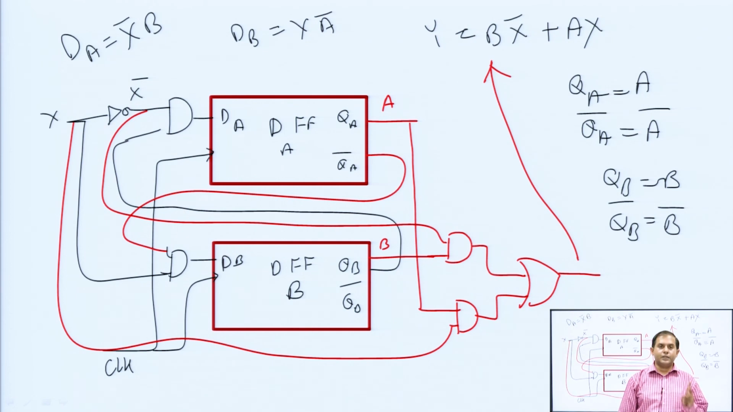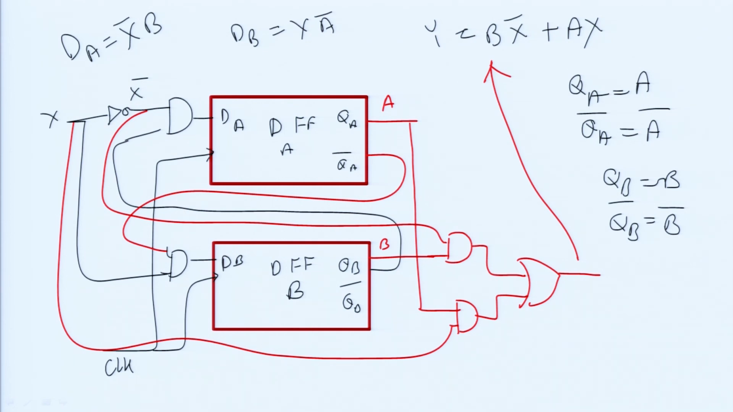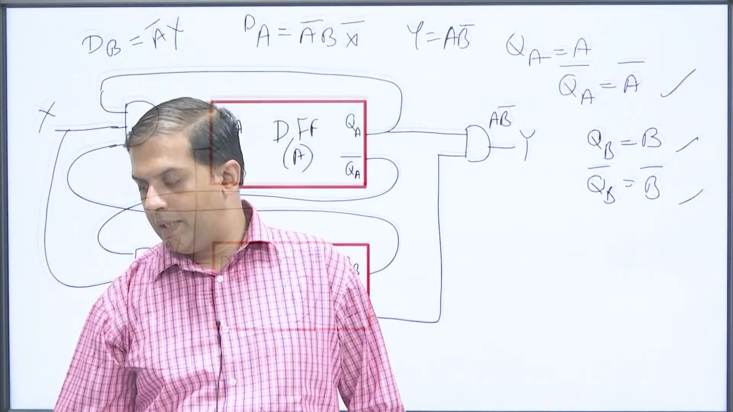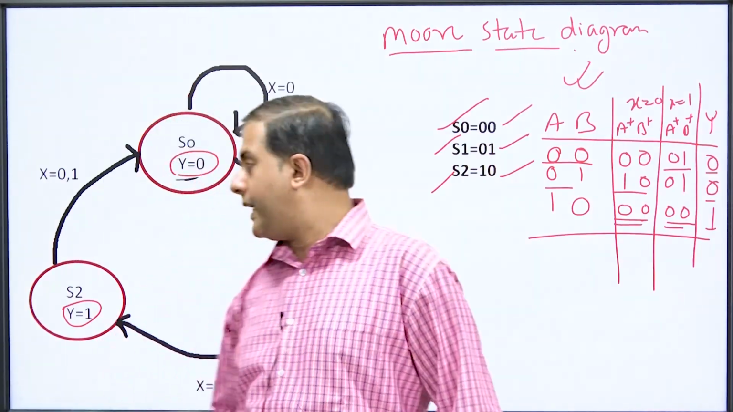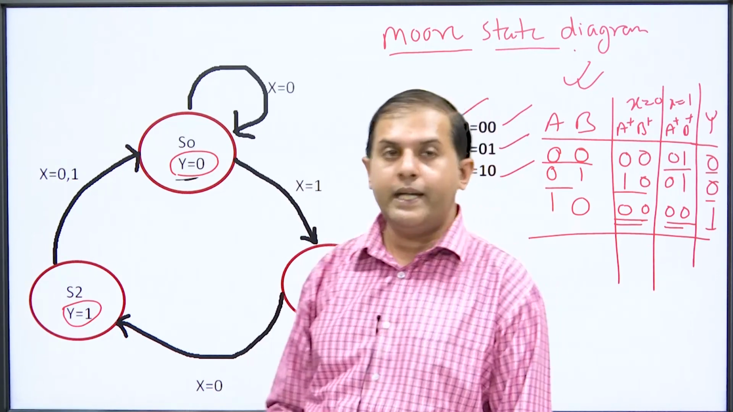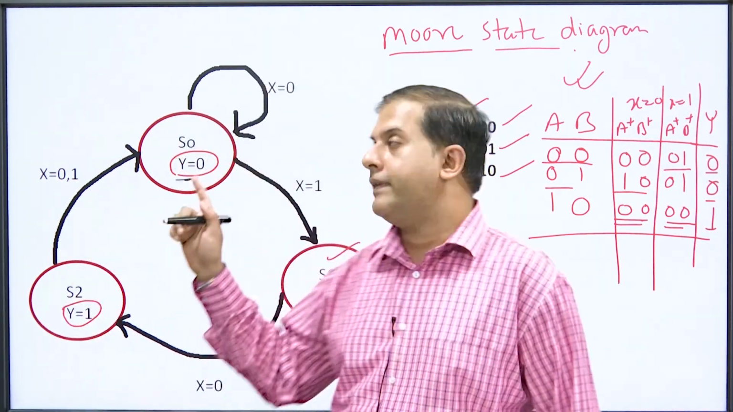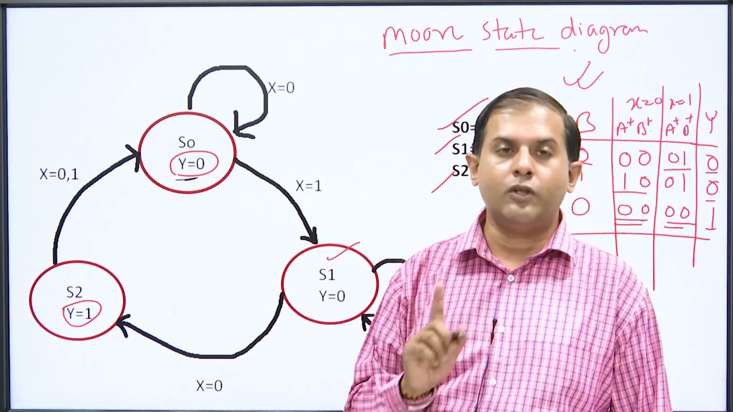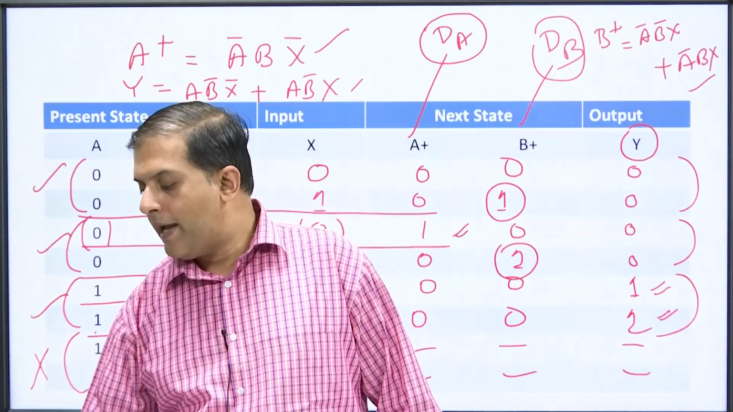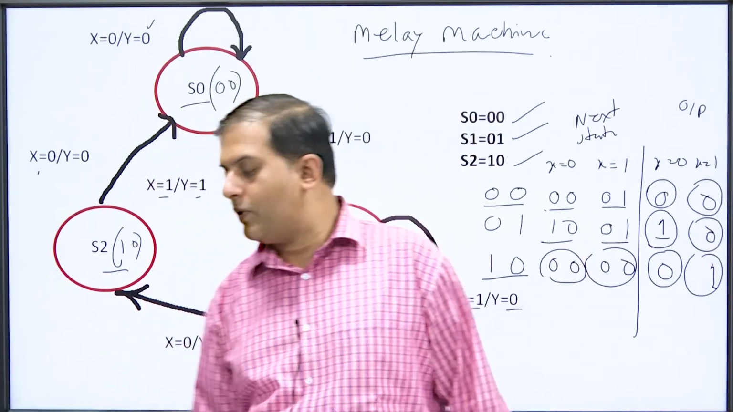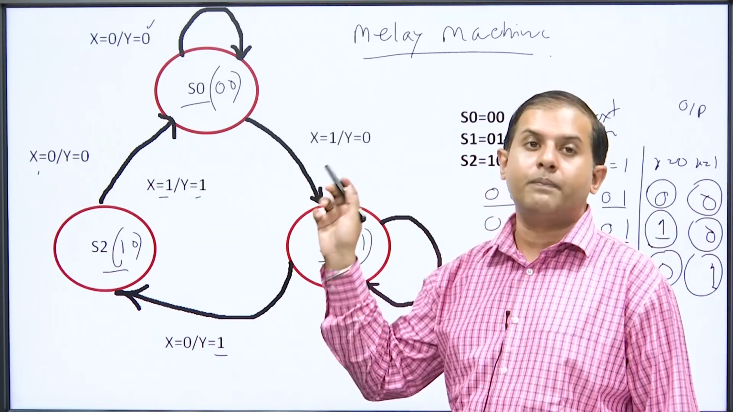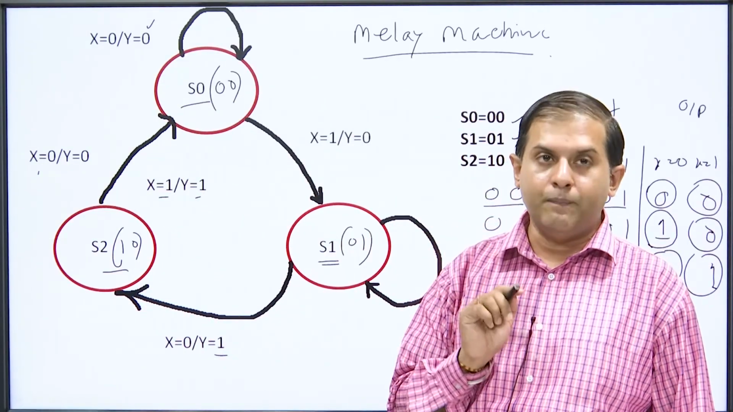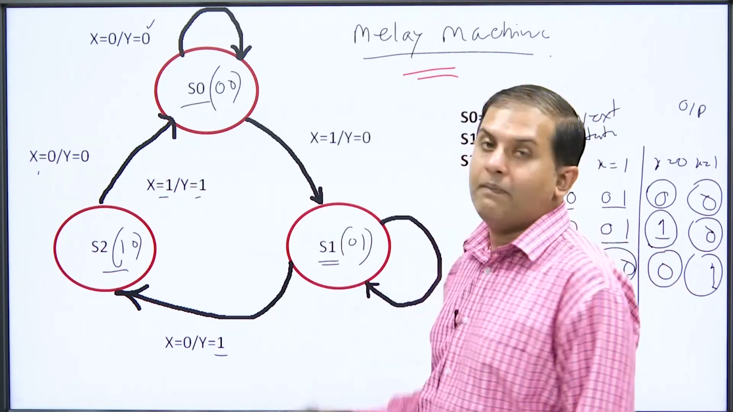We have discussed two types of circuits, one is Mealy and one is Moore. From the state diagram itself you can understand which is Moore and which is Mealy. Here from this diagram it is clear that this is a Moore circuit, because the output is given inside the state, and the output depends only on the present state, not on the input. And here from this diagram you can check that the output depends on the present state as well as the external input. So, it is nothing but the Mealy machine.